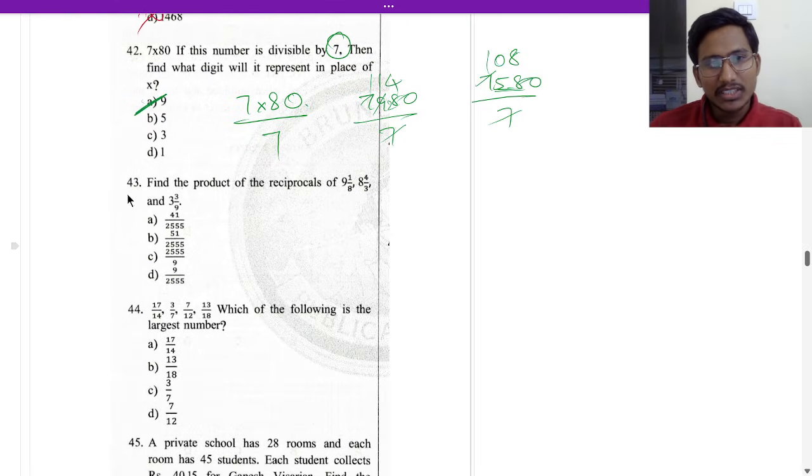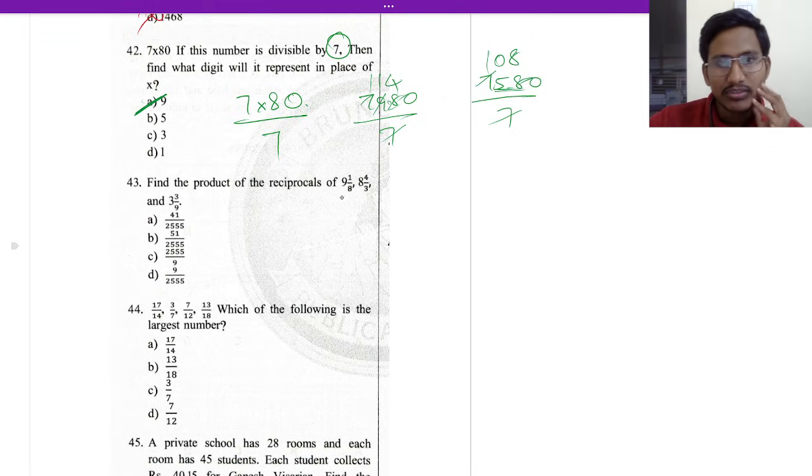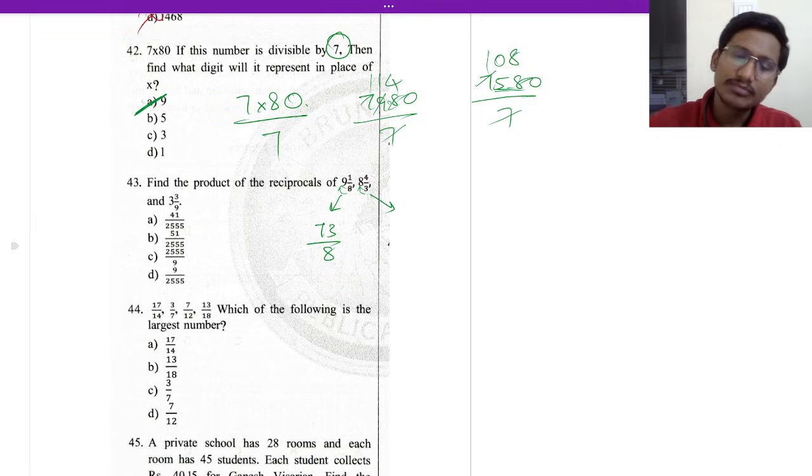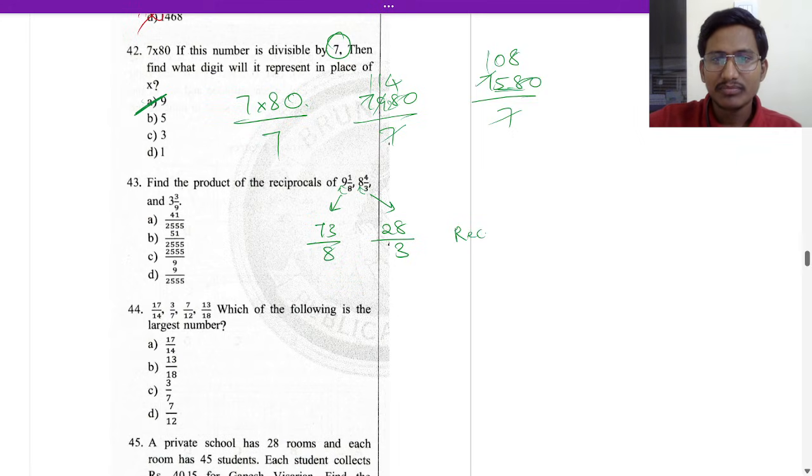Now 43. Find the product of reciprocals. So you have to change it into improper fractions. 9 8s are 72, 72 plus 1 is 73 by 8, and then 3 8s are 24, 24 plus 4 is 28, divided by 3. So the reciprocals will be 8 by 73 and 3 by 28.